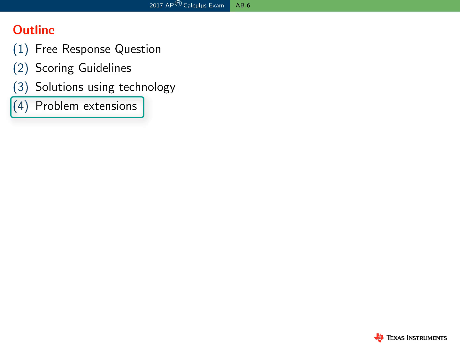And because the free response questions are usually very comprehensive, I'll suggest some problem extensions, additional AP Calculus questions associated with the information given in the problem. And some of these may be calculator active.